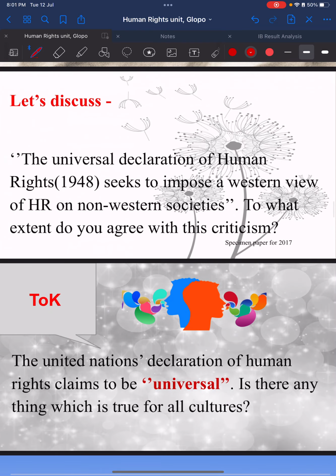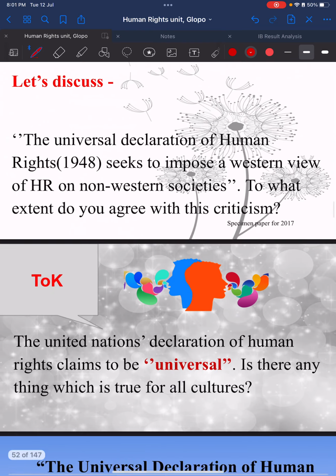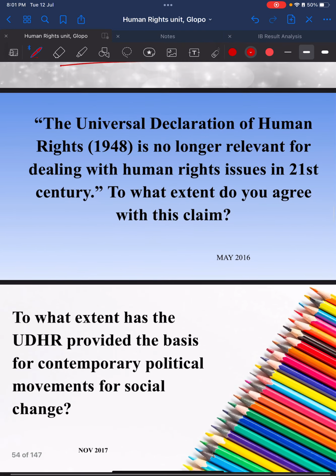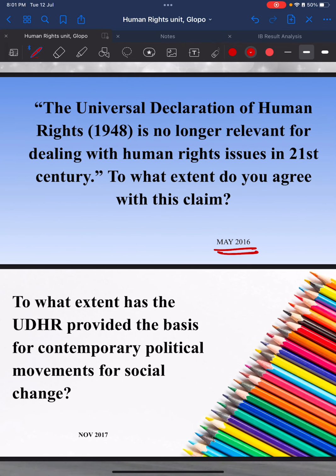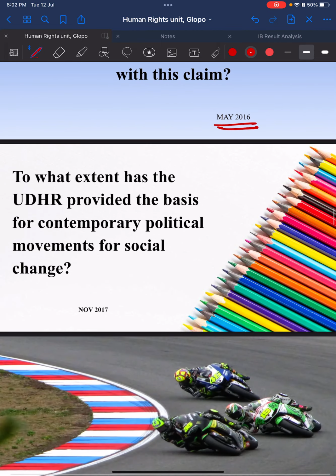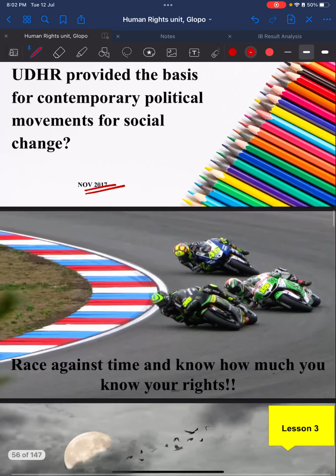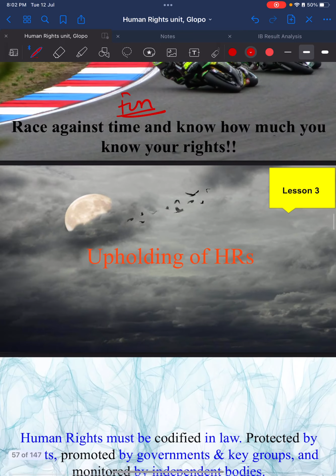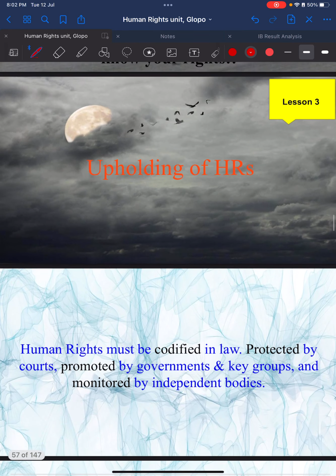Now this is the question which has been asked by IB. How you can connect TOK to it. Another question asked by IB. One more question on this topic. Okay, this is a fun activity. All right, so that's it. That's it about this human rights unit so far.